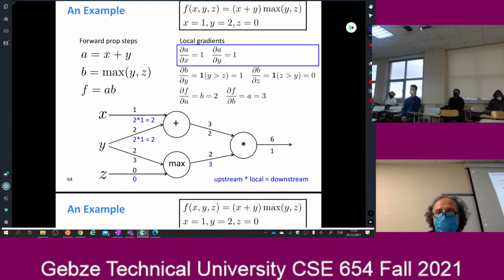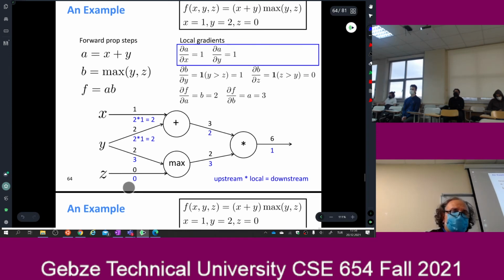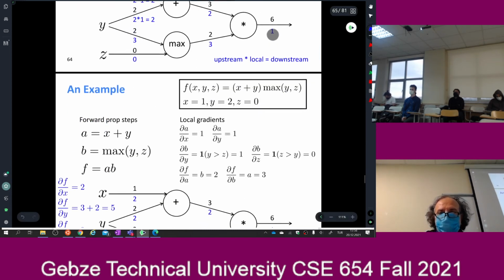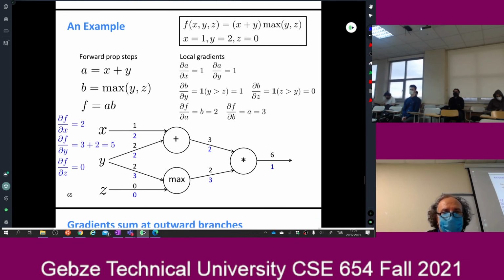Okay, so this is the derivative of s with respect to z, the derivative of s with respect to y, and the derivative of s with respect to x. These are the calculations, and the total is 5, 2, and 0. What does it say? It says that to minimize the value of the loss, it doesn't matter where you move z, f is not going to change.